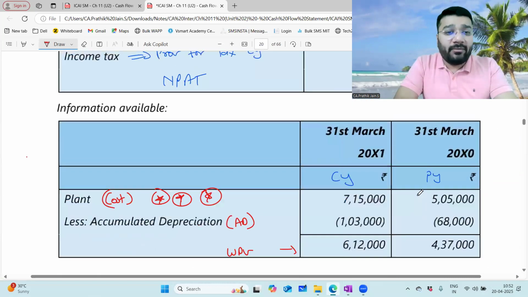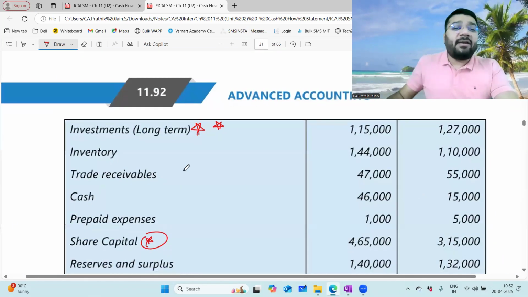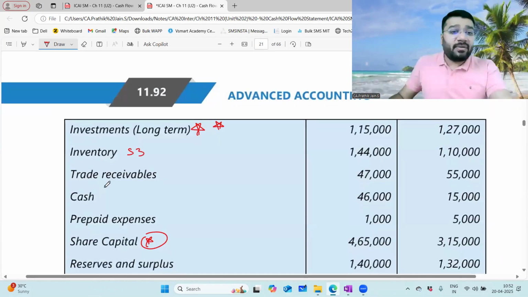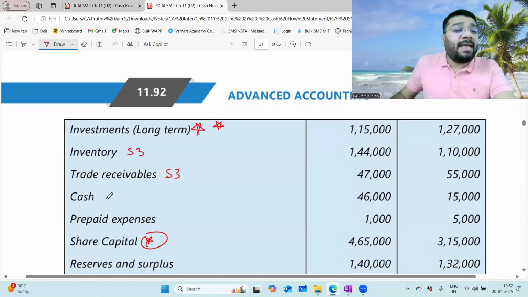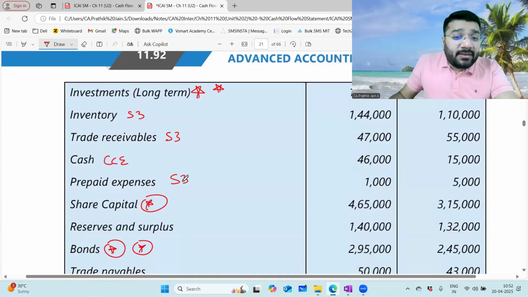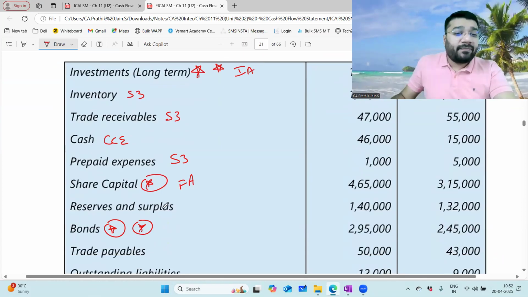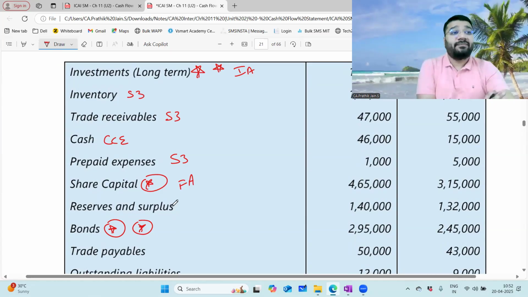Now, before going forward, let's discuss the other items. Inventory will be affecting your segment 3. Add or minus, I don't know. That time we'll decide. Trade receivable, segment 3. Prepaid expenses, segment 3. Share capital, financing activity. Investment activity. Reserves and surplus. Ignore.